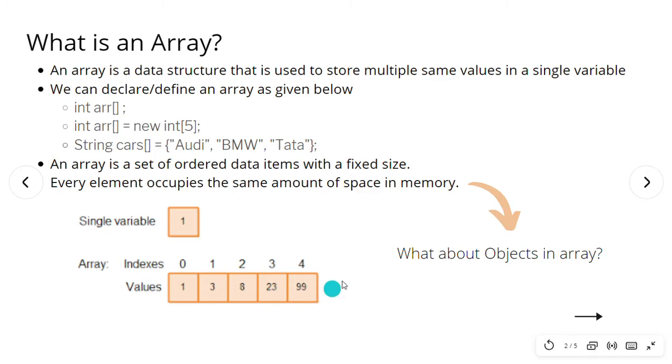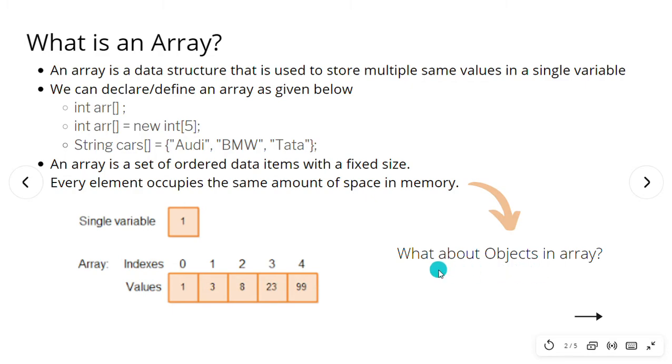So it won't allow any other data types like long or double to be stored in it. It will throw a compile time error. That's why it is given like that: every element occupies the same amount of space in memory. Each integer bucket will have the same amount.